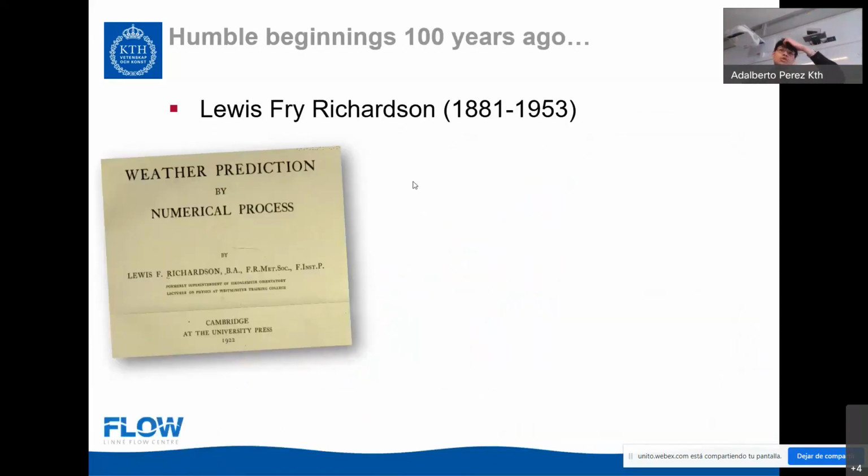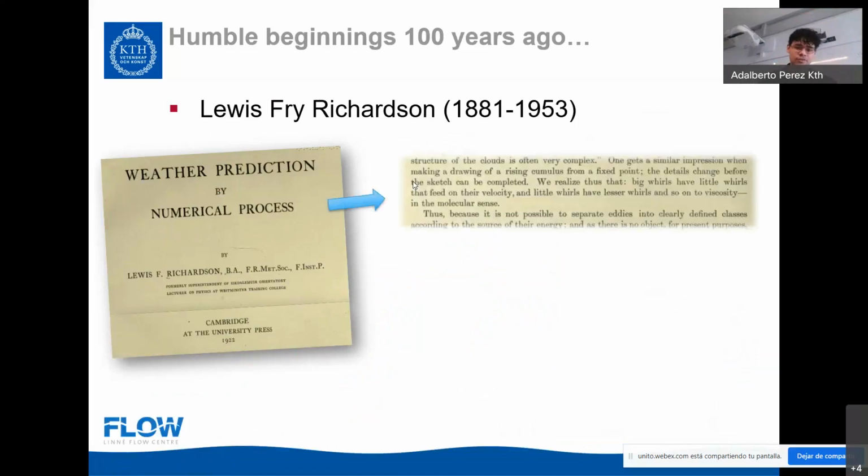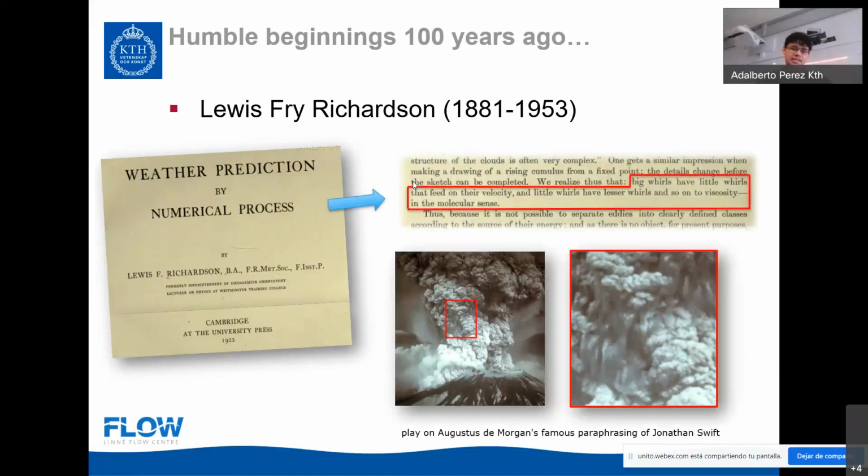Solutions of turbulence by means of numerical methods started about 100 years ago. Back then, we didn't have MPI, we had people, so people were solving the equations by hand. It was started here by Lewis Fry Richardson, for weather predictions in that case. Actually, turbulence is also relevant for weather prediction.